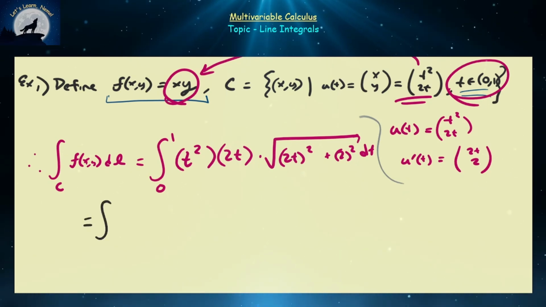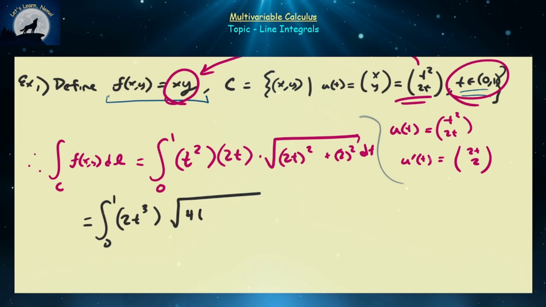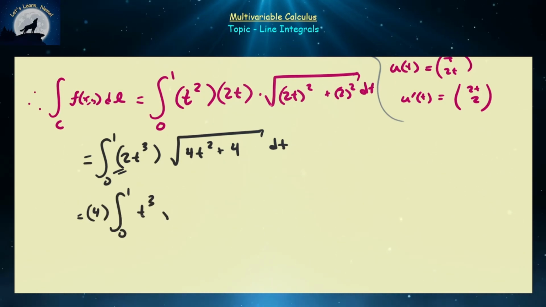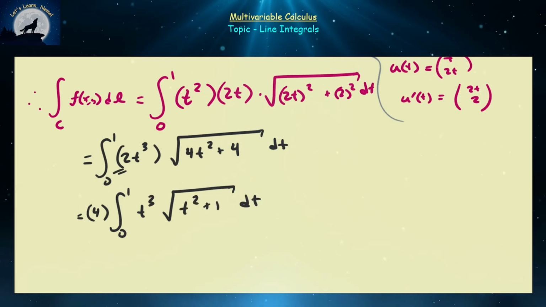So that's going to be equal to what? The integral from 0 to 1 of 2t³ times the square root of 4t² + 4 dt. Notice that there's a 4 in common with both of these terms, so we can take the square root of 4, which is 2, multiply it with the 2 out front, and then factor out a 4. That's going to give us 4 times the integral from 0 to 1 of t³ times the square root of t² + 1 dt.